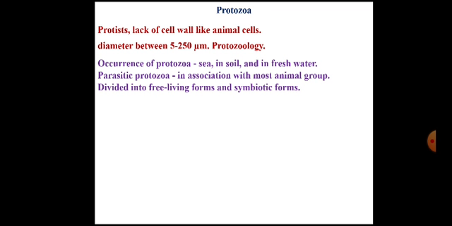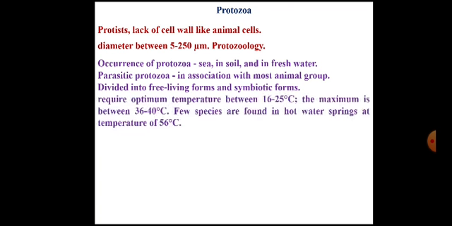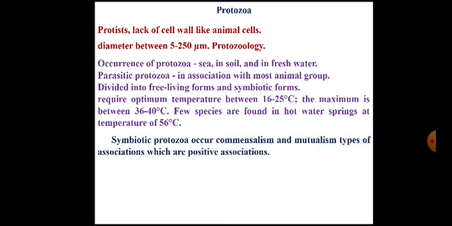Symbiotic means the association. So this association can be positive association or negative association. The optimum temperature required for their growth is from 16 to 25 degrees Celsius, and the maximum is from 36 to 40 degrees Celsius. It is very interesting to note that a few species are found in hot water springs at temperatures as high as 56 degrees Celsius too. And these protozoa exist in a resistant form, which is called cyst.